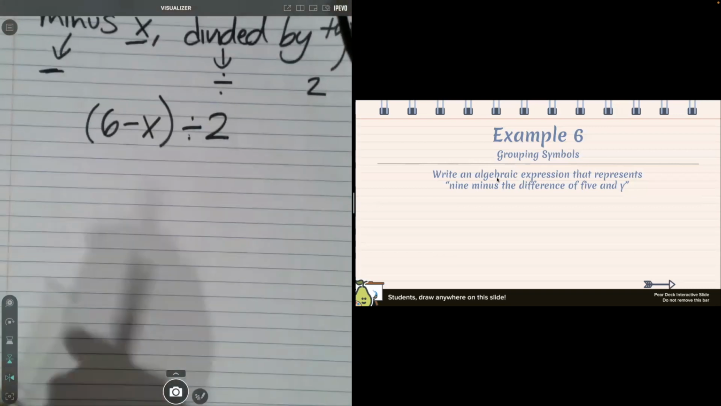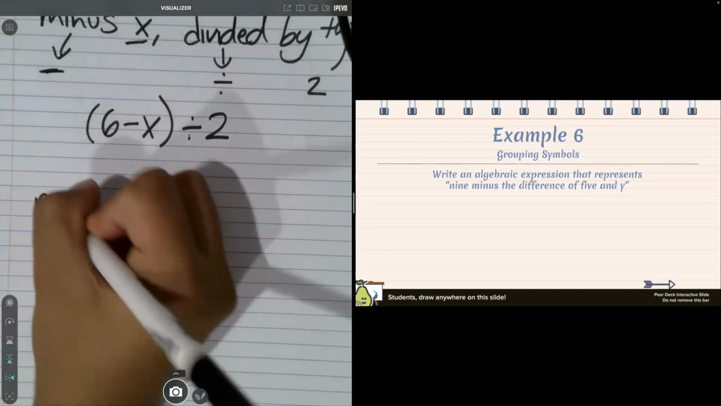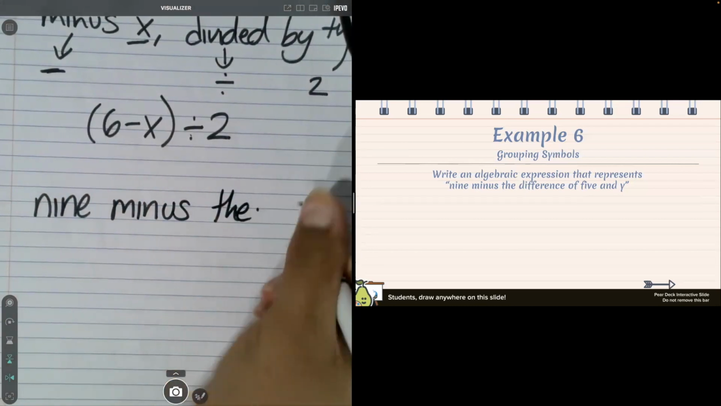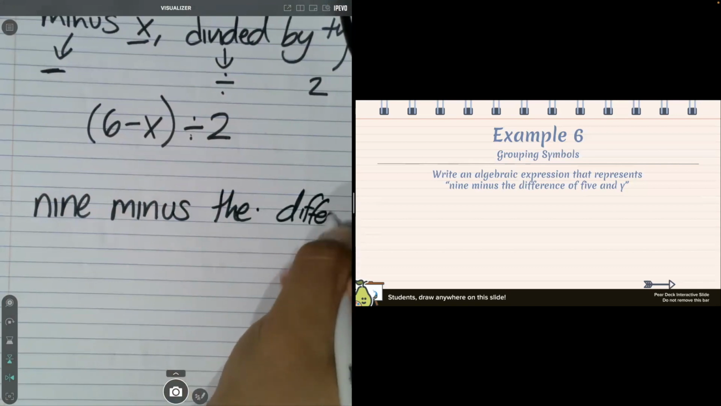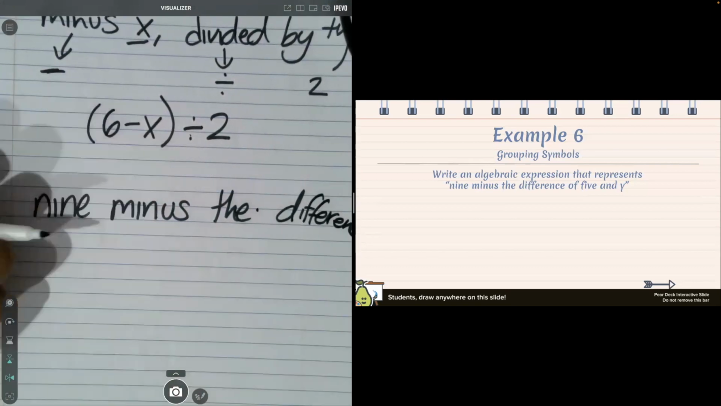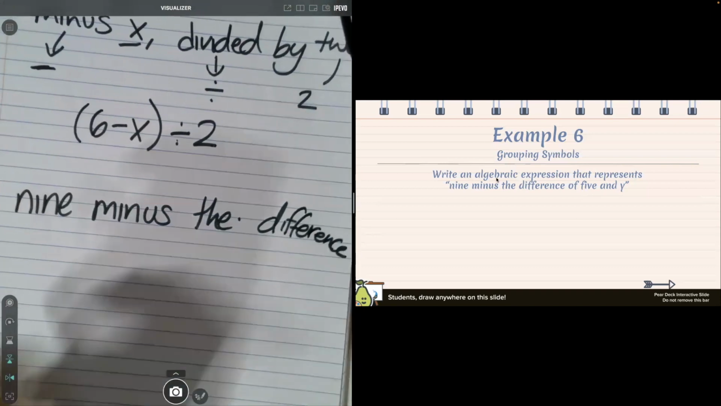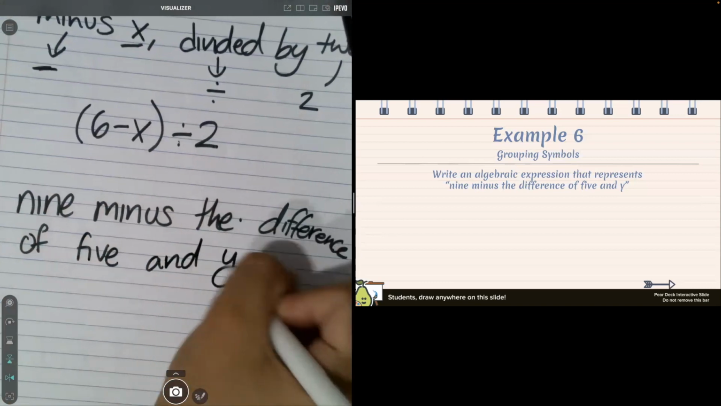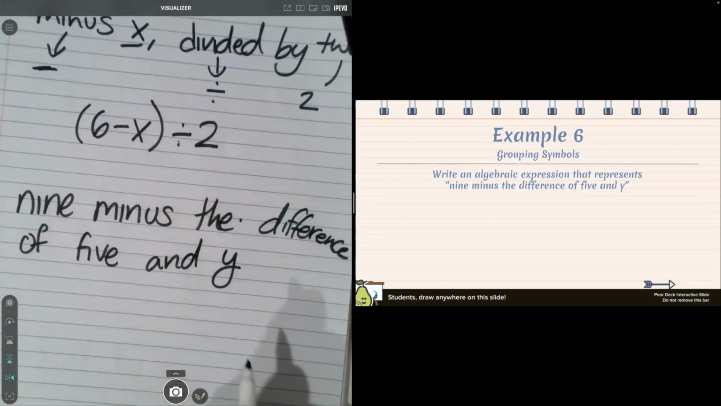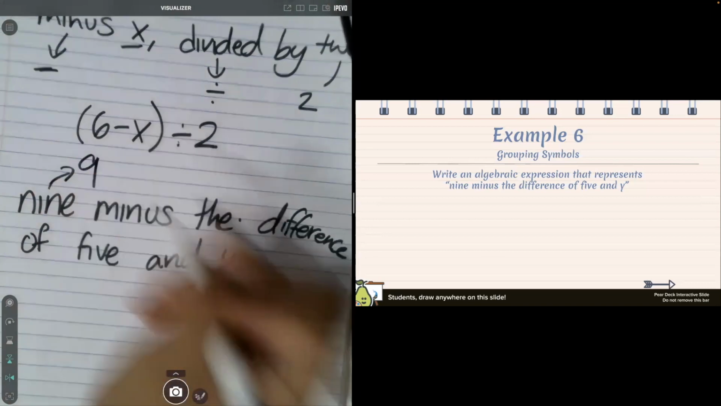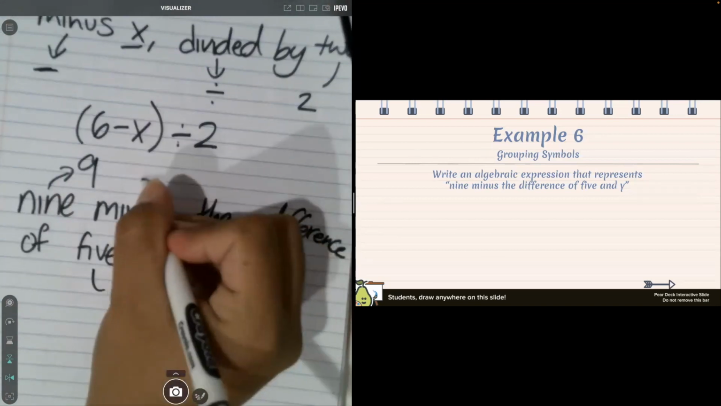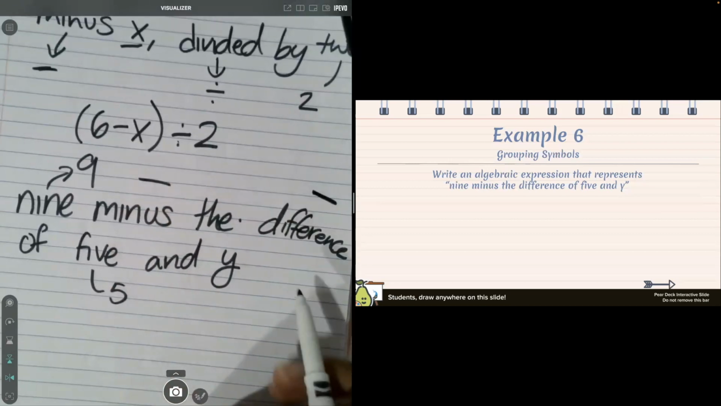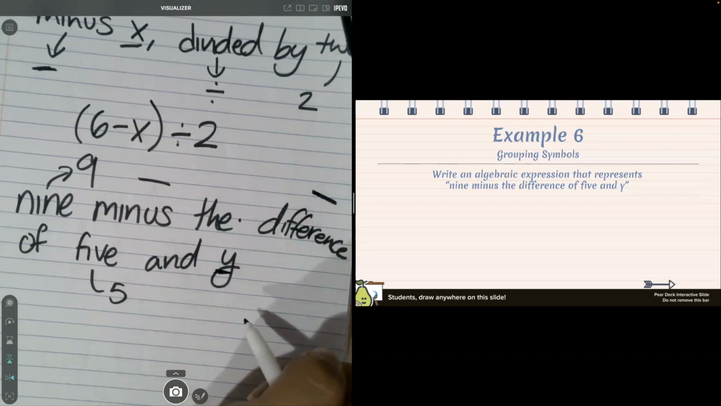So then write an algebraic expression that represents 9 minus the difference of 5 and y. So here, this is number 9, this is 5 minus the subtraction. Difference is also subtraction. And y, I'm just going to leave it like that.